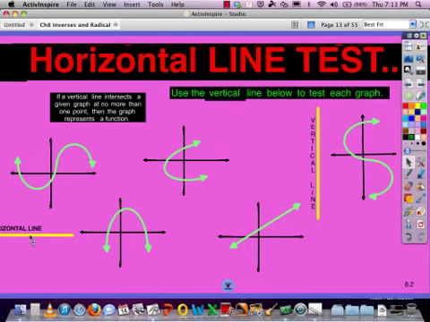So you can test graphs very quickly with the horizontal line test. But remember, you are not testing the graph that you're looking at. You're actually testing the inverse of that graph, which is the one you can't see, the one you would get if you flip-flop x and y. That's what you're really assessing.